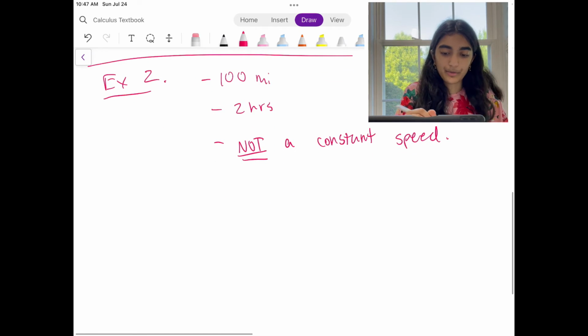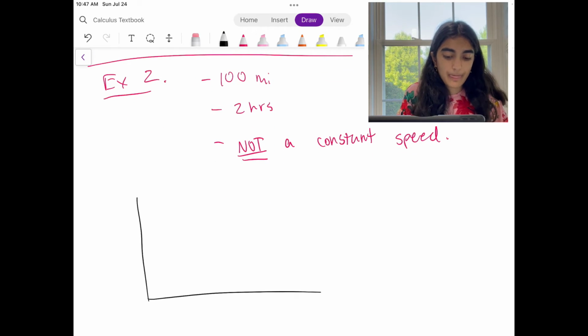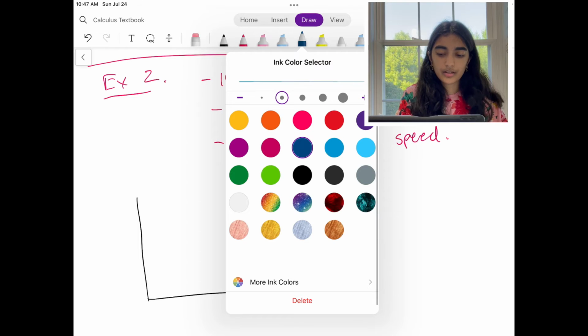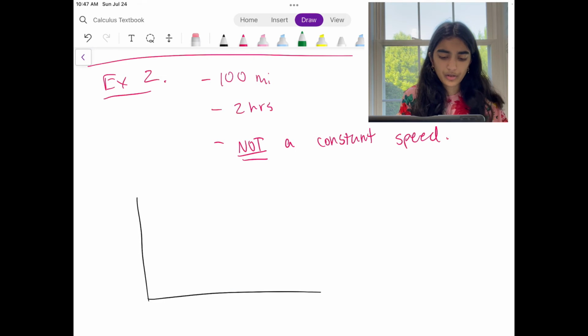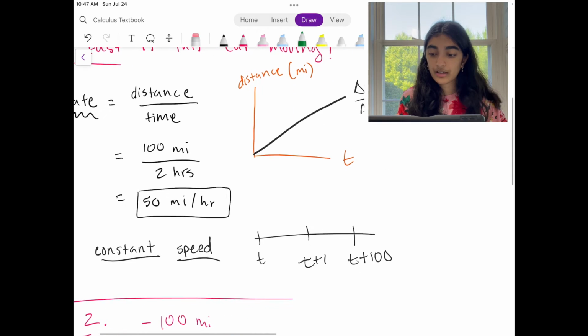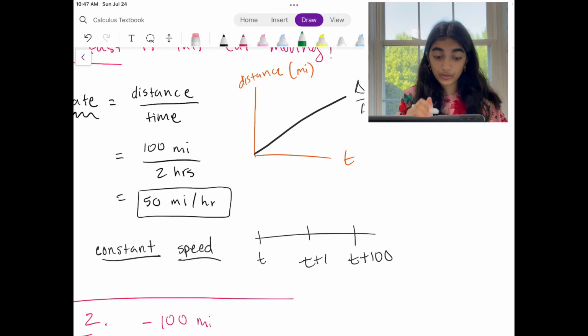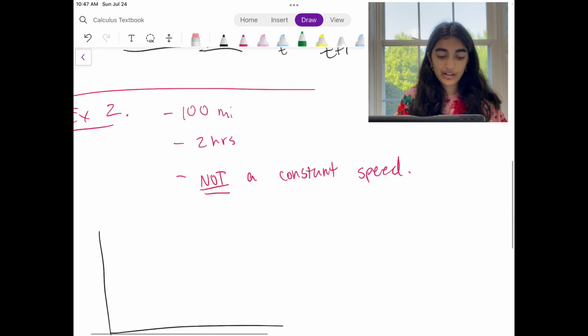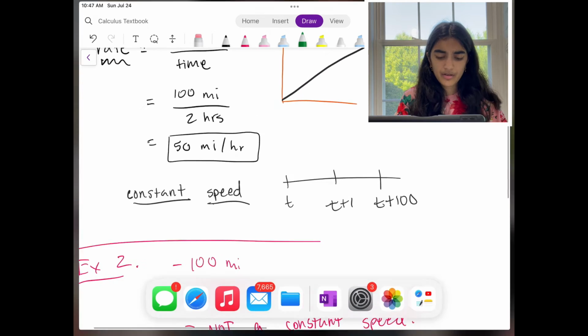Right? So, for example, graphically, let's say it takes a while to start. So the slope, which, as we said, is how fast you're traveling, the miles per hour, which is the rate, distance per time.